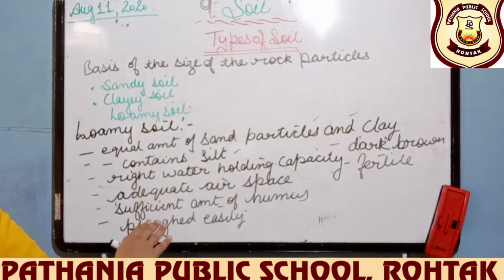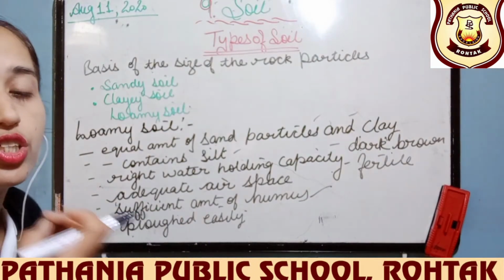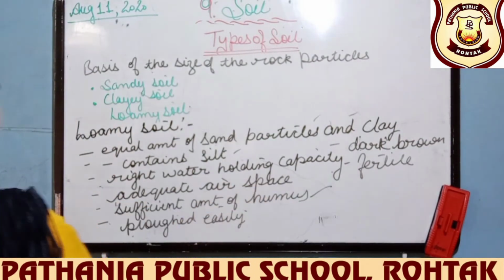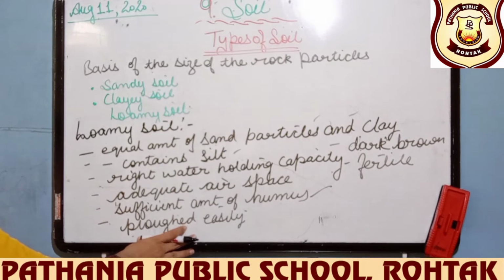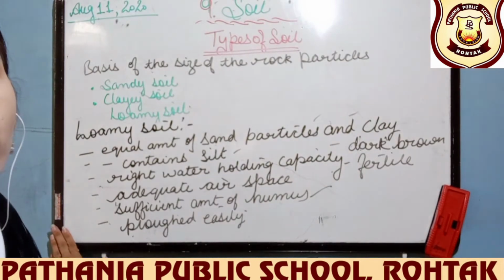Loamy soil contains a sufficient amount of humus also. That's why I told you it's very fertile, and it is a very essential nutrition for the growing plants. Next, they can be ploughed very easily in the crop field, and they are very good for planting trees, herbs, shrubs and our crops too.